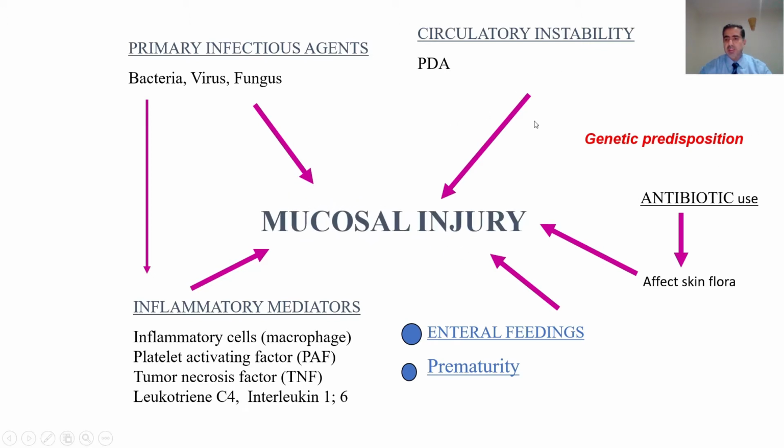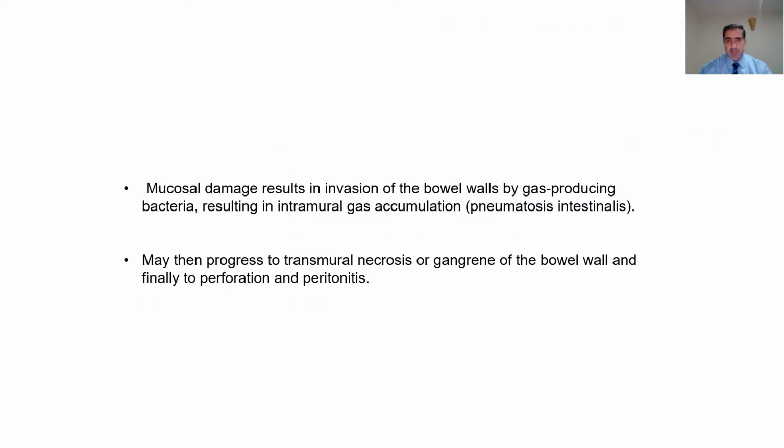And here you can see that a genetic predisposition is now recognized as one of the risk factors through a mechanism, the discussion of which might be beyond the time limit of this lecture. So once we have mucosal damage, this will result in invasion of the bowel wall by gas-producing bacteria, resulting in intramural gas accumulation, which we call pneumatosis intestinalis. This then may progress to transmural necrosis or gangrene of the bowel wall, and finally to perforation and peritonitis.